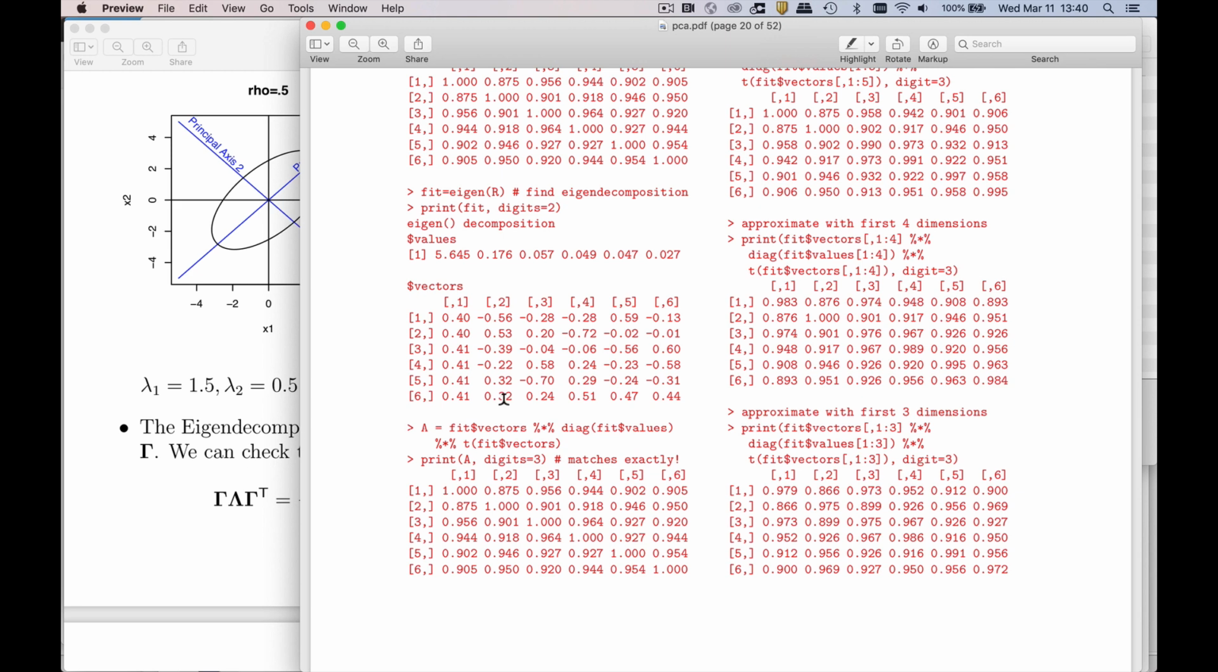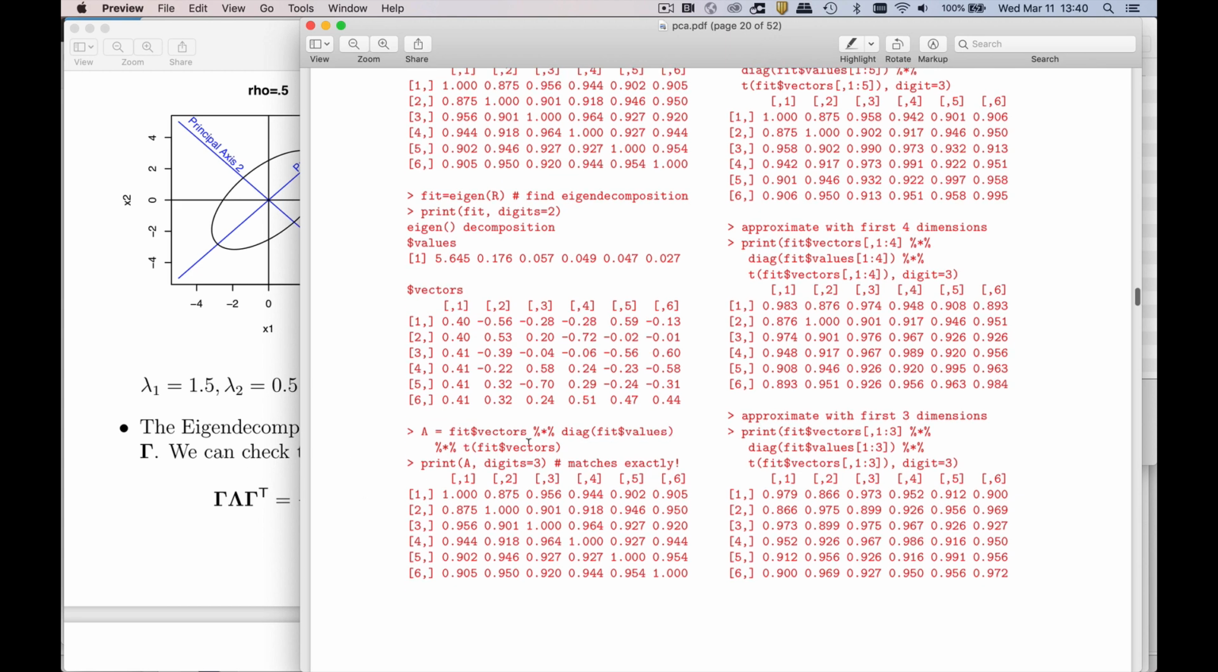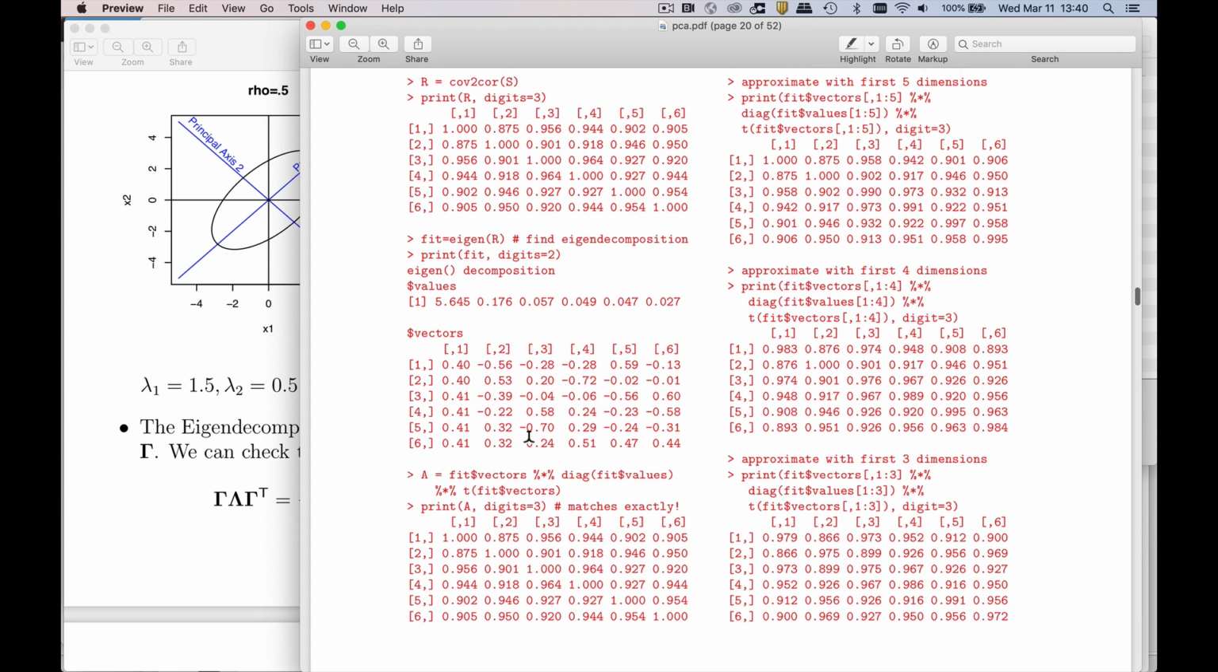Well, let's go check the eigen decomposition. What I told you was, if you take your eigenvectors, multiply that by the eigenvalues, and multiply that by the transpose of the eigenvectors, you ought to get the original matrix back. So let's just go try that. If we do the multiplication, notice this matches the correlation matrix exactly. So we have just found another way to write that out.